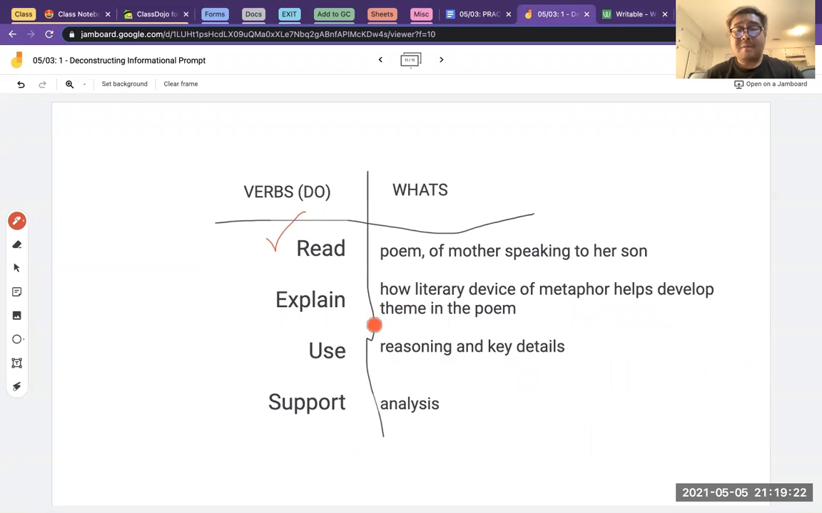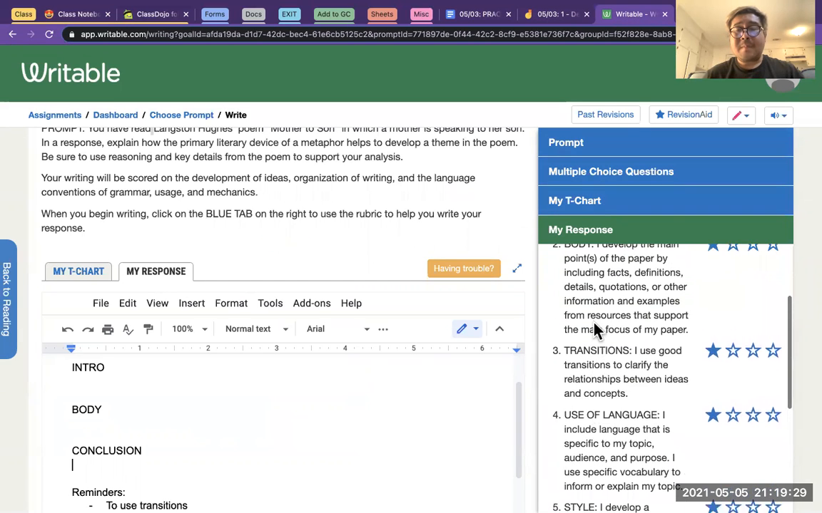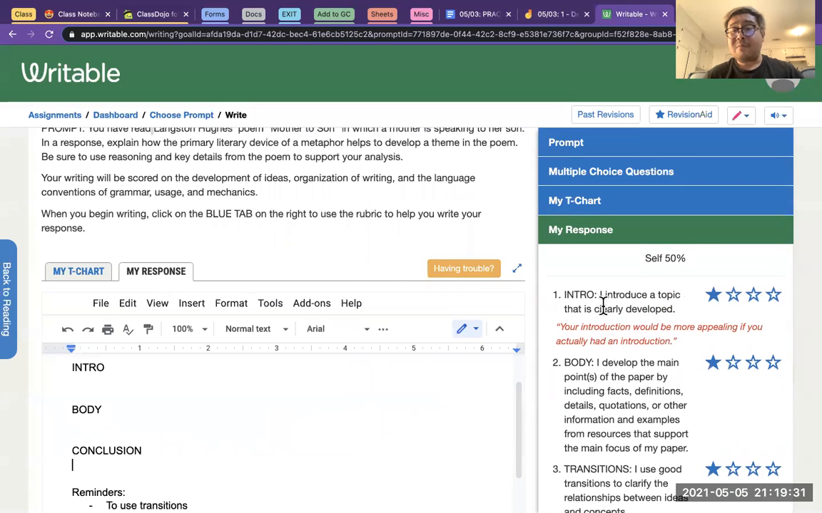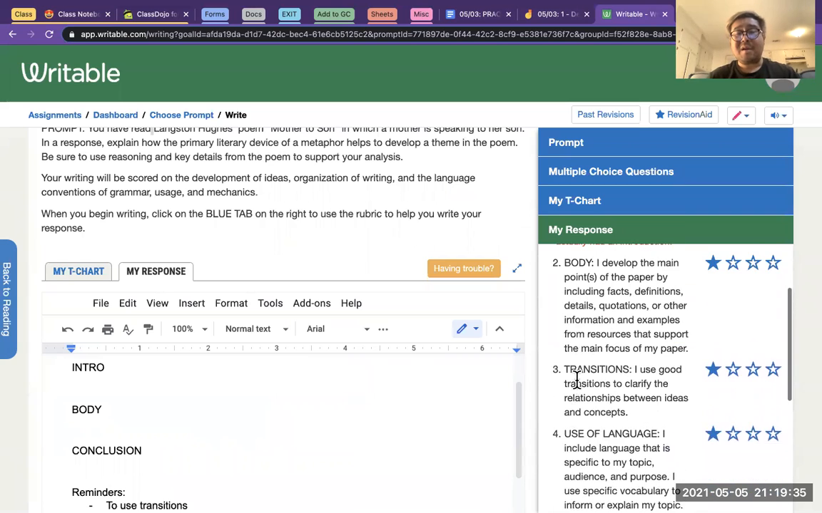Explain. Use reasoning and key details and support myself. Okay? I'm also using the rubric. Remember, the rubric won't be available to you, so practice this so you know what kind of things to put, right?